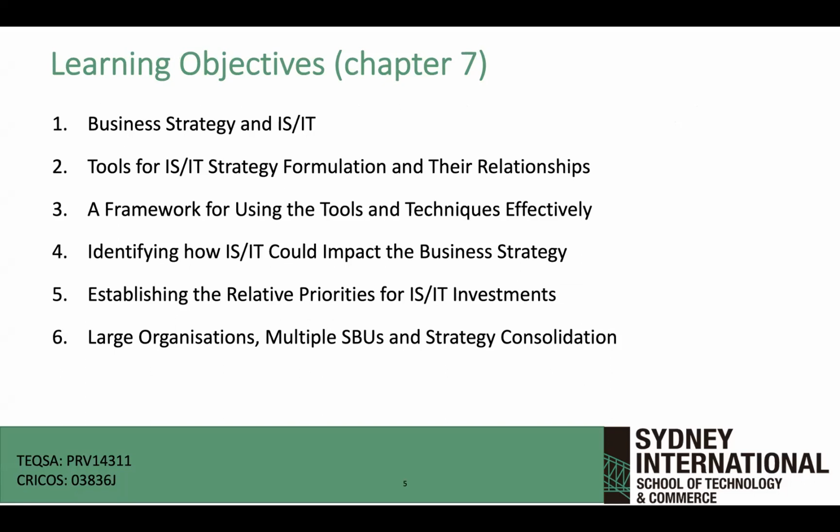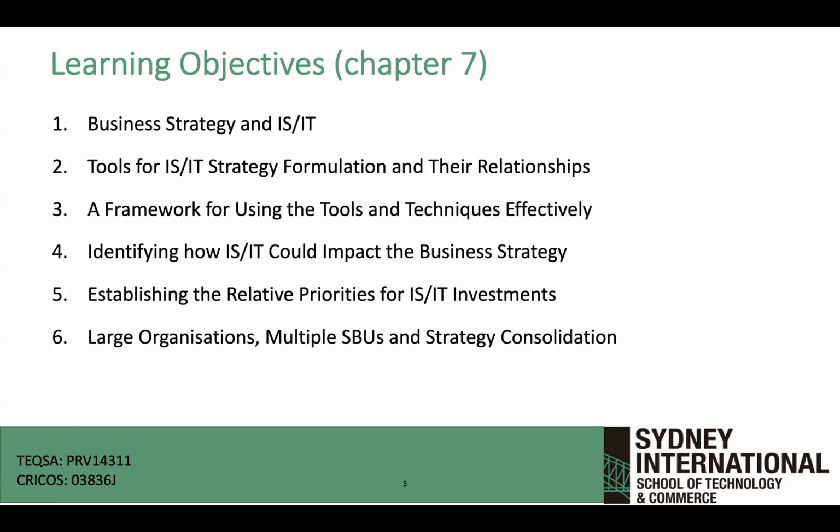We talk about identifying how IS and IT could really impact our business strategy. We talk about establishing the relative priorities for IS and IT investment. There are things that will be more important to implement than others at a particular point in time, so we really need to know about those items and make sure we address them.